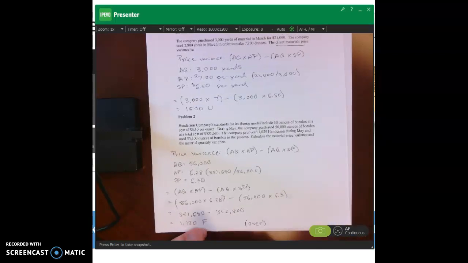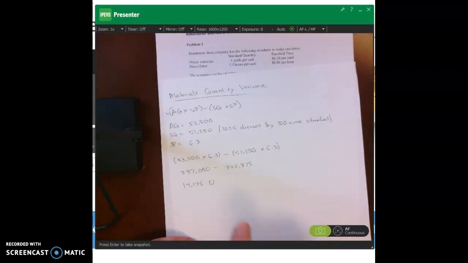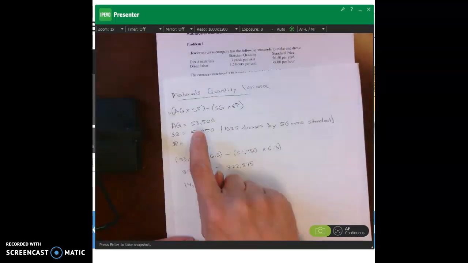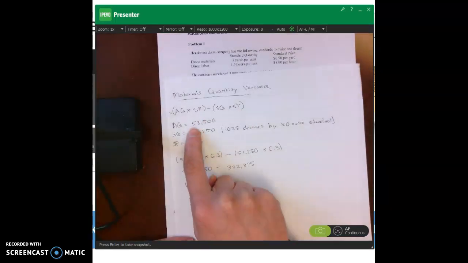It's a favorable variance because look, actual price is $6.28, standard price is $6.30. We paid less than the standard, therefore it's favorable. If we look at our materials quantity on the next page, we use our quantity variance formula: AQ times SP minus SQ times SP. AQ is given to us. This is how much we actually used.